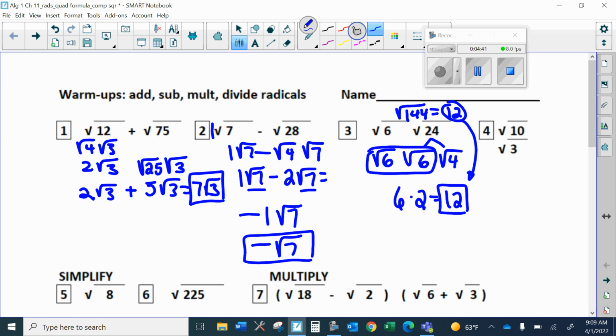I could have also, the third way would be to reduce that. I have that root 6 that doesn't simplify, but root 24 simplifies down to 2 root 6. And then I see my root 6 times root 6 there is 6, times the 2 also is 12.